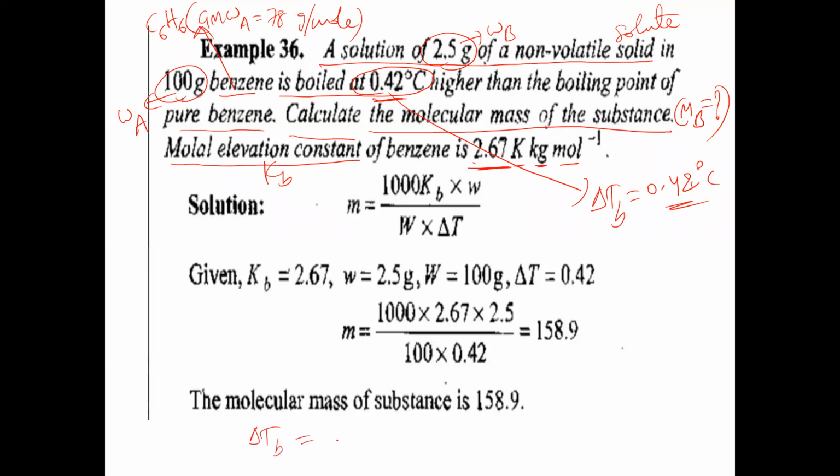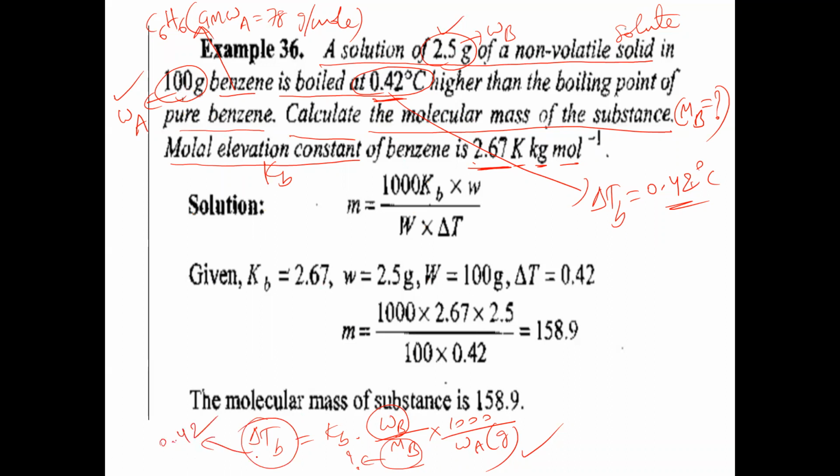Delta TB is equal to Kb into molality. Molality formula is weight of solute by gram molecular weight of solute into 1000 by weight of solvent in grams. So what are the given values here? Weight of solvent WA is 100. Weight of solute WB is 2.5. And MB, the gram molecular weight of solute, we have to calculate.